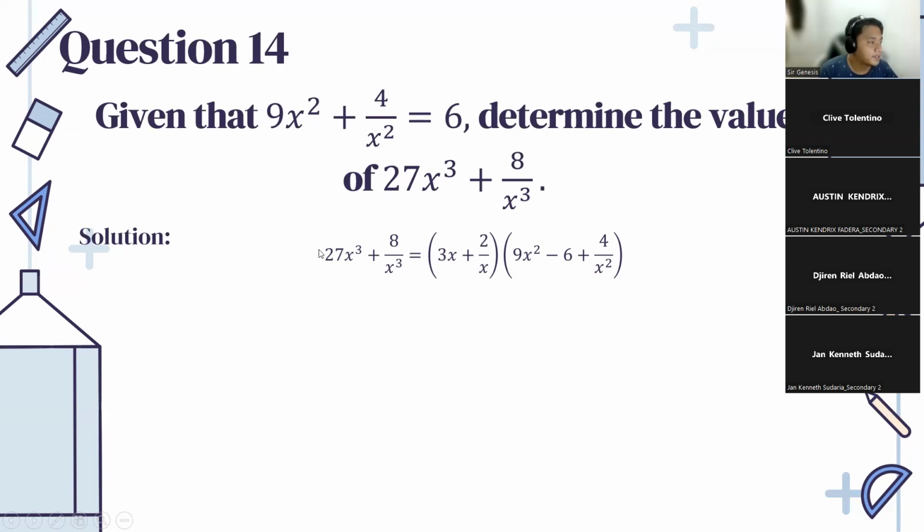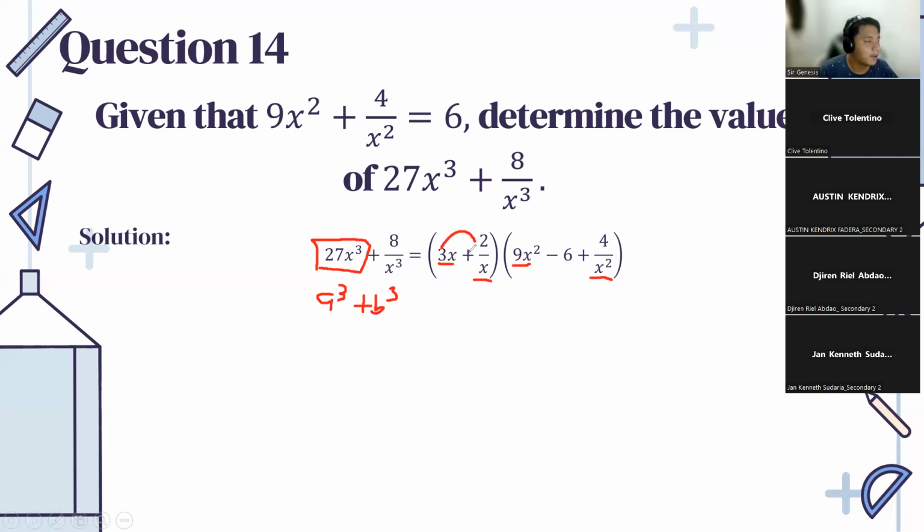So this one right here is a sum of cubes, right? So how do you solve for sum of cubes? The same, a cubed plus b cubed, right? So what is a? Get the cube root, so you have 3x. Get the cube root, so you have 2 over x. And then for this one, get the square of 3x, 9x squared. Get the square of 2 over x, 4 over x squared, and then get the product.